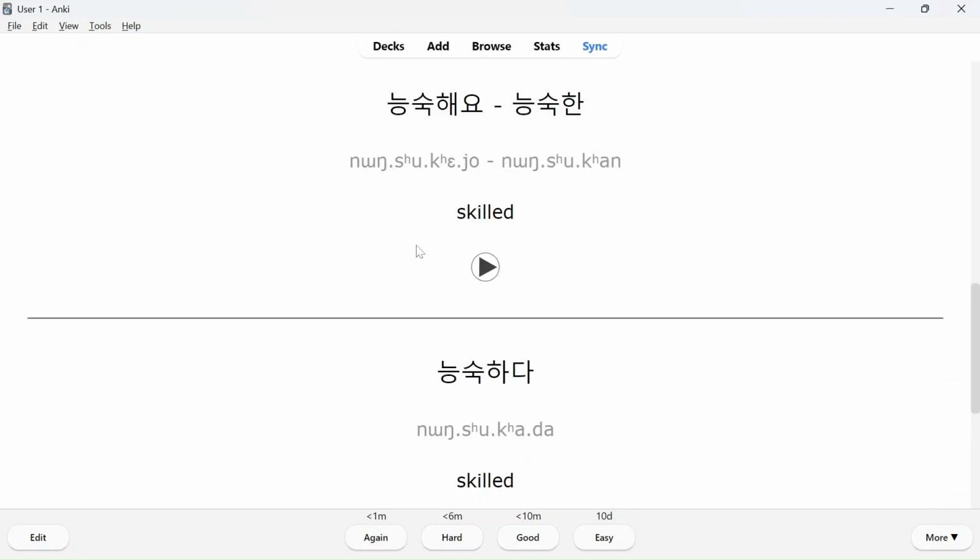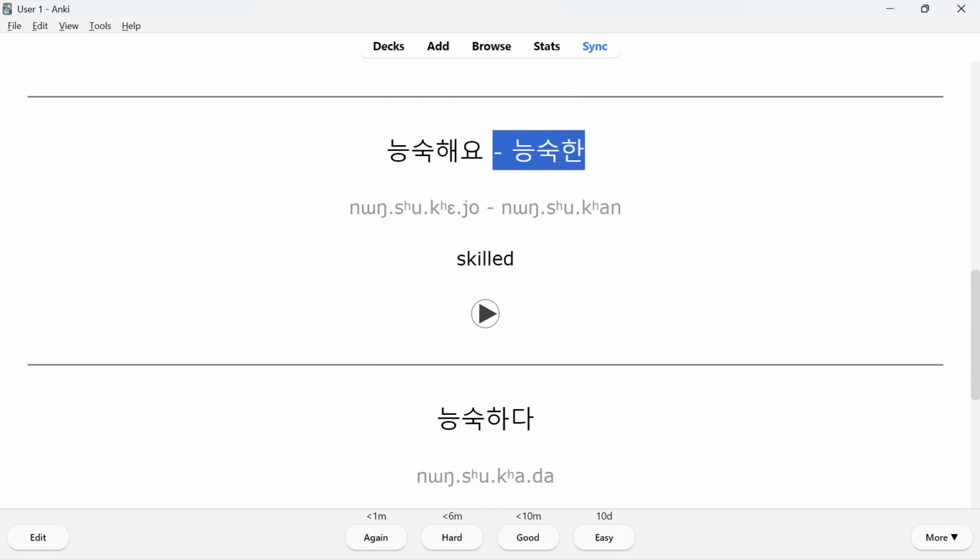So, we have skilled over here, polite form, used in sentences. Skilled over here, dictionary form. This is what you will use to look up the word in the dictionary. They are not different words, but they're simply two forms of the same adjective. And one more time, polite form, this one will be used in sentences, and this one you will use to look up the word in the dictionary.